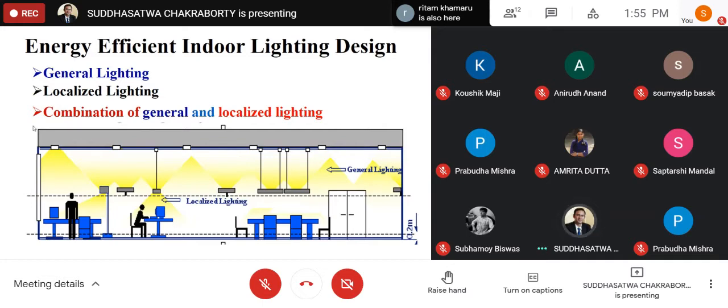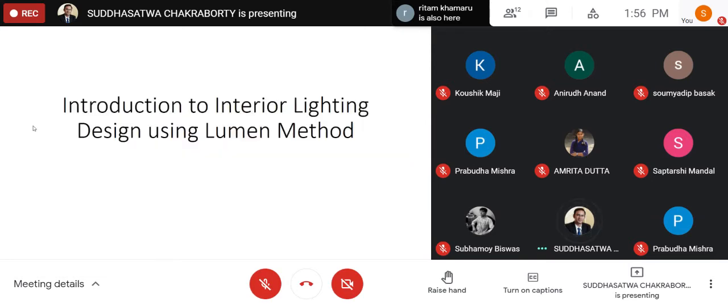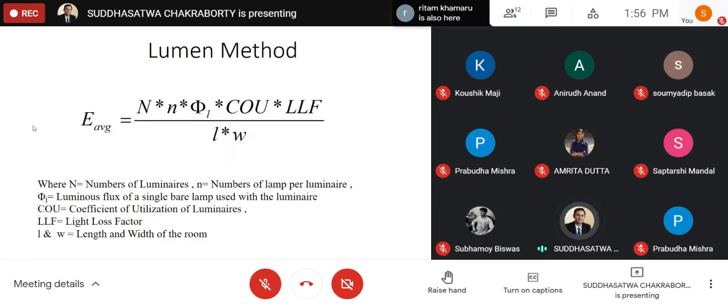Rather, we'll be using a combination of localized lighting, just using the localized lighting as supplementary lighting along with the general lighting. So here, introduction to interior lighting design using the lumen method.